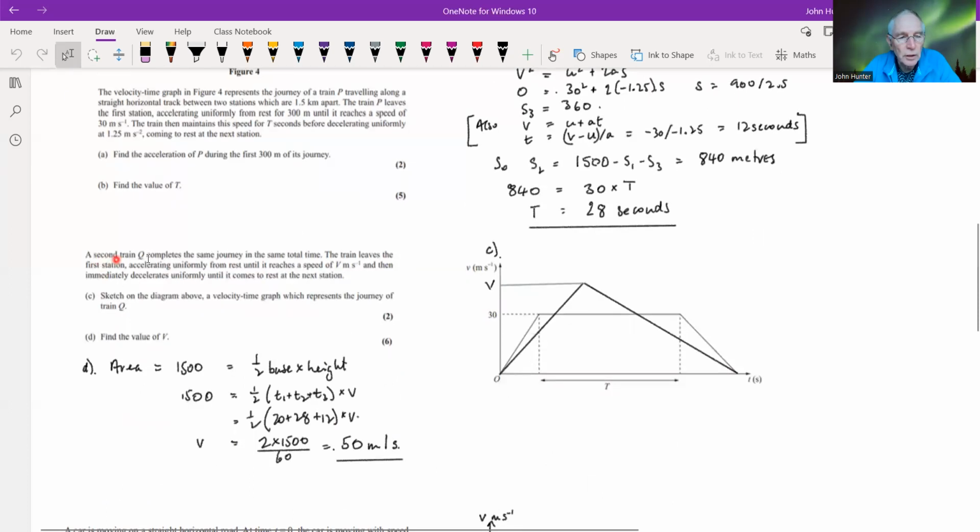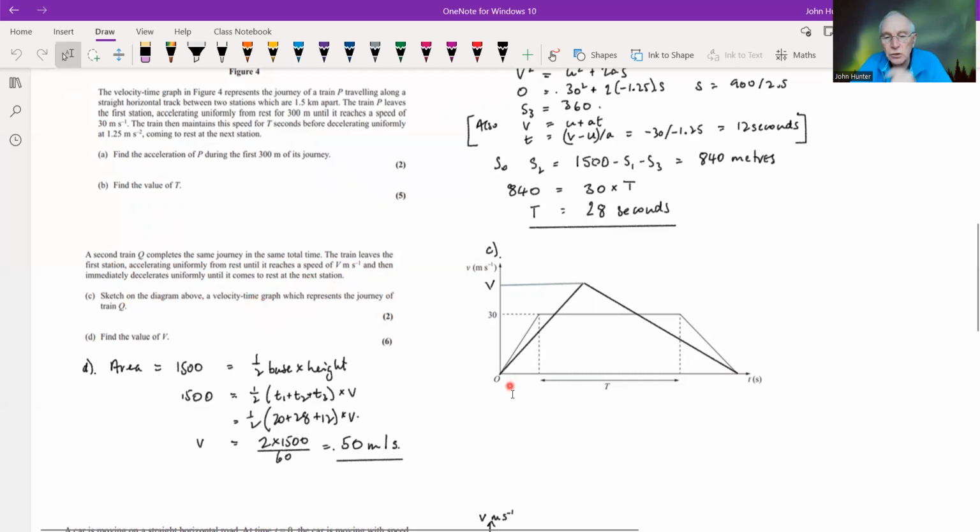A second train Q completes the same journey in the same total time. The train leaves the first station accelerating uniformly from rest until it reaches a speed of V, big V meters per second, and then immediately decelerates uniformly. Uniformly means constant deceleration. It comes to rest at the next station. Sketch a velocity time graph for Q.